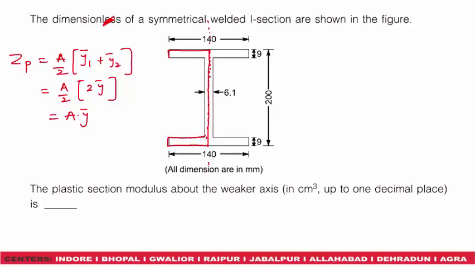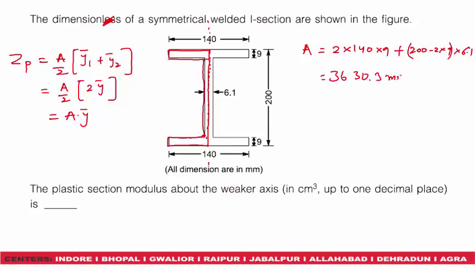Now total area will be equal to, there are two flanges, so 2 into 140 into 9 plus web, the total depth is 200 minus 2 into 9, into the thickness is 6.1. So the cross section area is 3630.3 mm square.